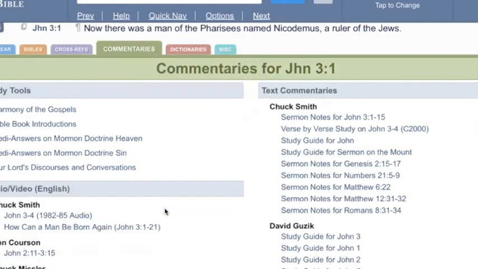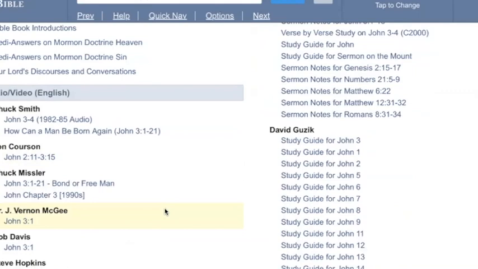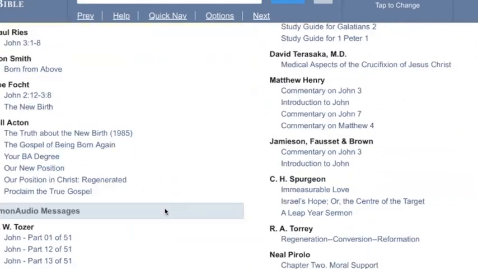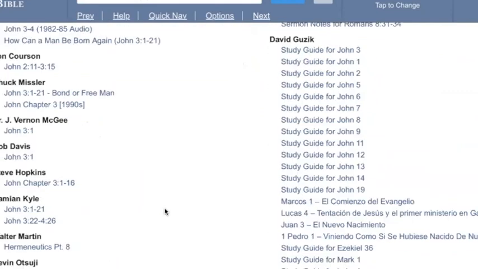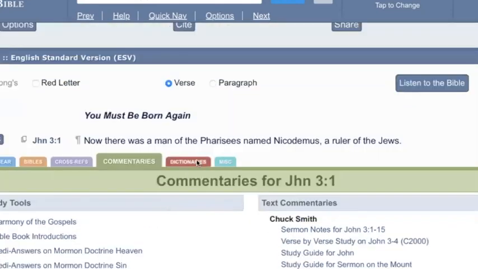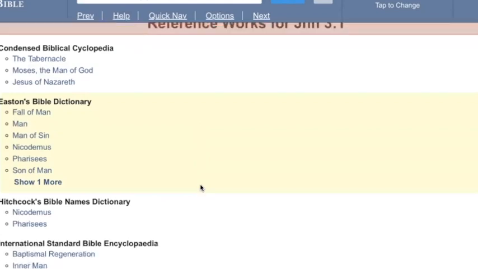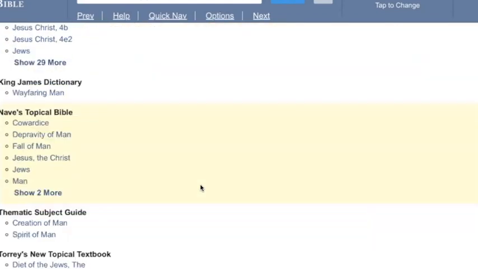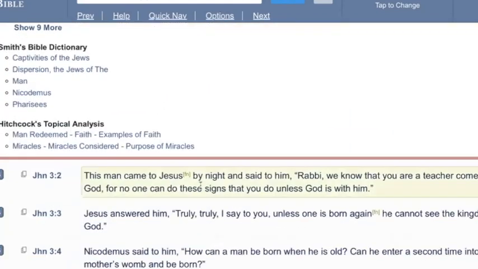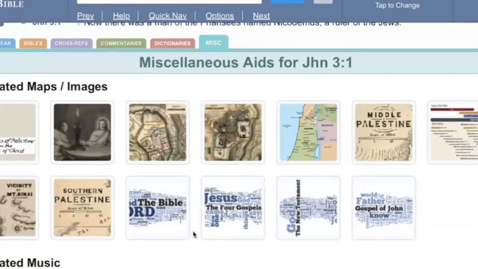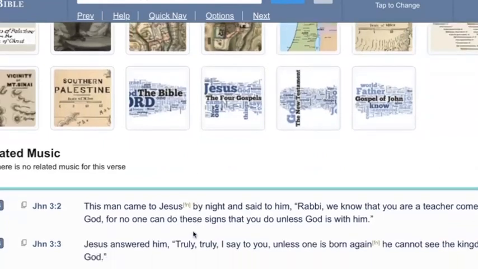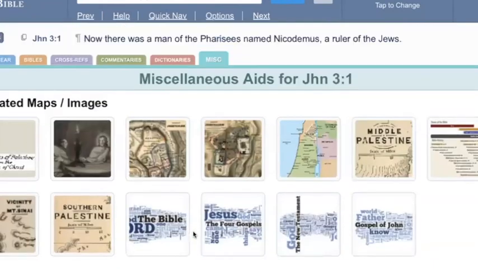Commentaries, free ones. Wow, there's a lot here. All these are free. And then dictionaries. These are all free dictionaries. You have a whole library here. And then miscellaneous, I'm not sure what that is. Oh, pictures, maps. So yeah, this is a great resource.